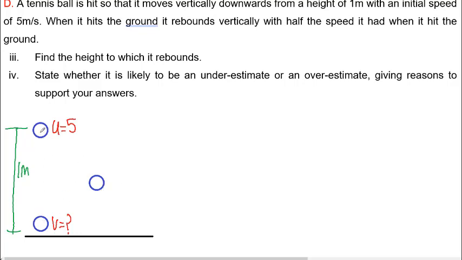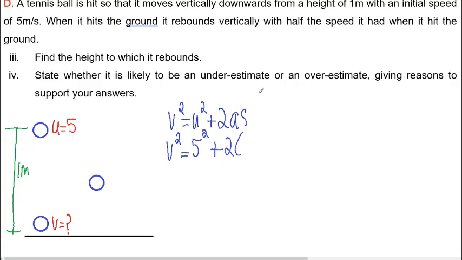So first of all, let's focus on the first part when it's projected downwards. The equation we're going to use is v squared equals u squared plus 2as. And what we're going to do is say, okay, the final speed is unknown, we're looking for it. The initial speed is 5 squared plus 2. Now since the ball is falling down, it's going to be positive 9.81 multiplied by 1 meter for the distance.